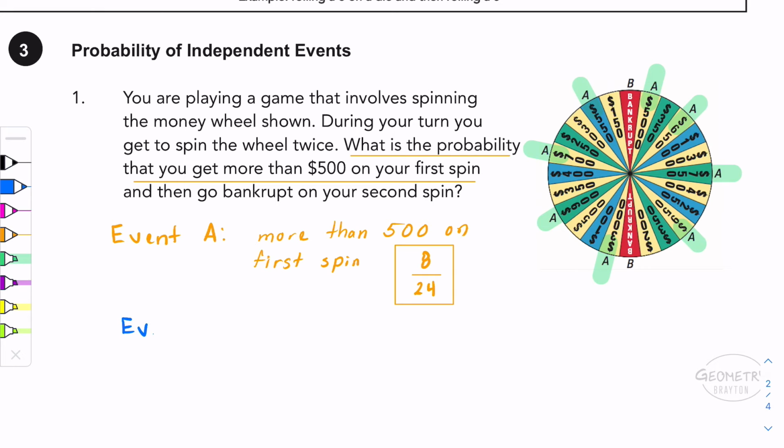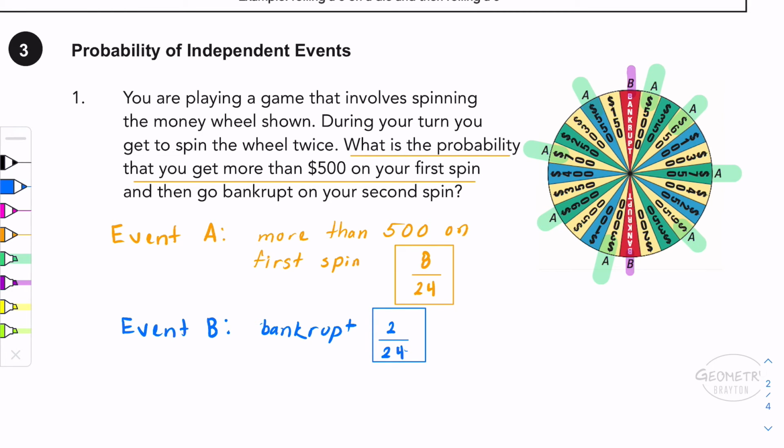Event B, you're going to spin the wheel and go bankrupt. I labeled these for you as well, but I think these are easy enough to see because they are red on the spinner. There's only 2 options for going bankrupt, which means you have a 2 out of 24 chance that you are going to go bankrupt.